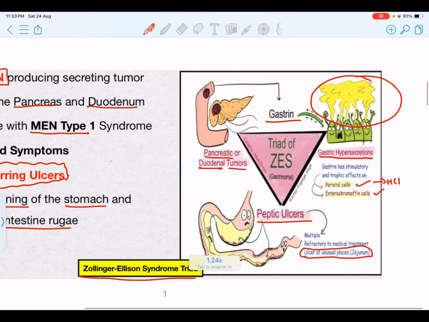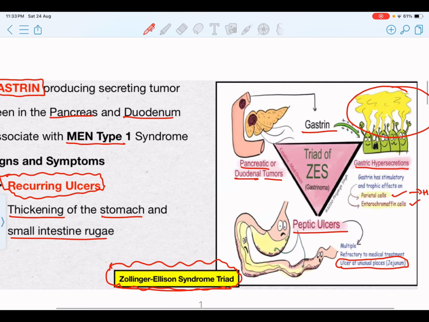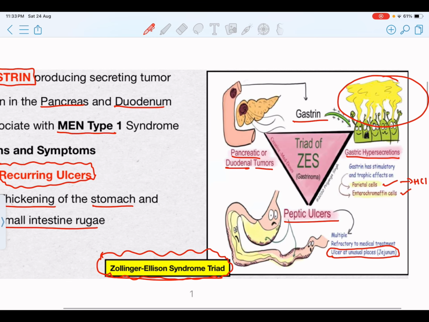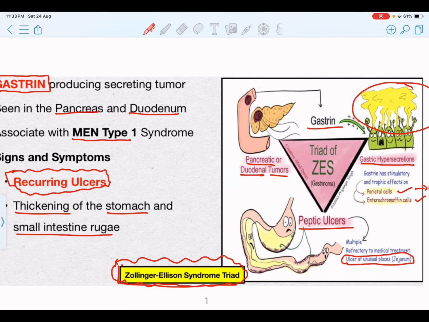The treatment of Zollinger-Ellison syndrome is usually to give proton pump inhibitors such as omeprazole, rabeprazole, and pantoprazole for the long term. That will act against HCl, and it will treat your Zollinger-Ellison syndrome.